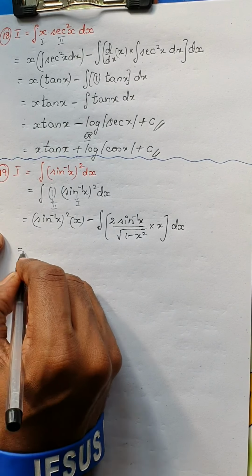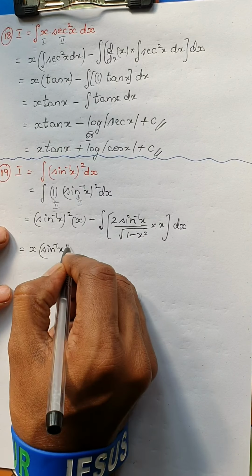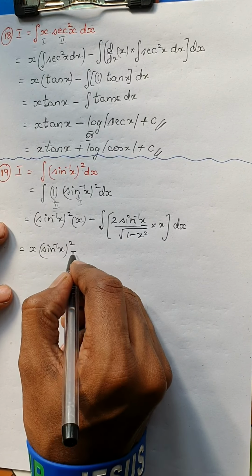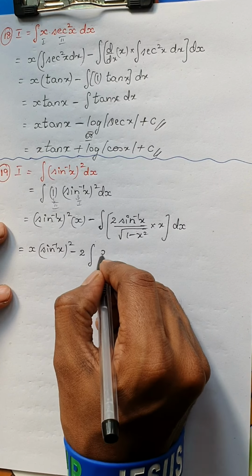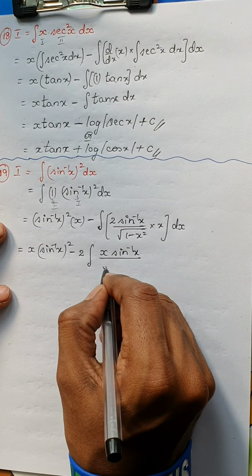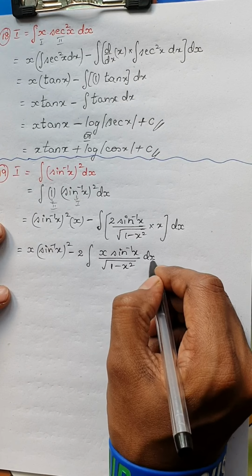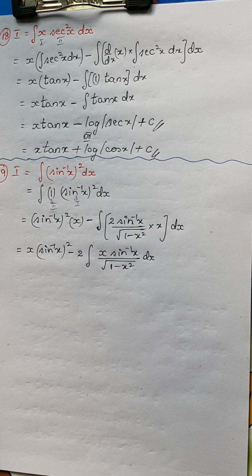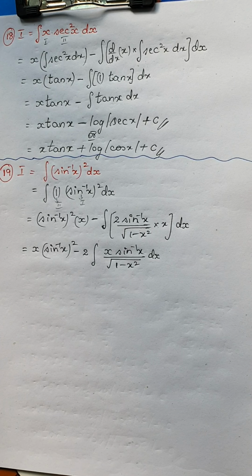So this becomes, remember, you will get x into sine inverse of x whole square minus, now I am going to keep this 2 constant outside. See what happens to the integral. I will get x into sine inverse x divided by root of 1 minus x square dx. I hope you have seen this result just a few minutes ago, because we just solved the same result for 3 marks separately, isn't it?